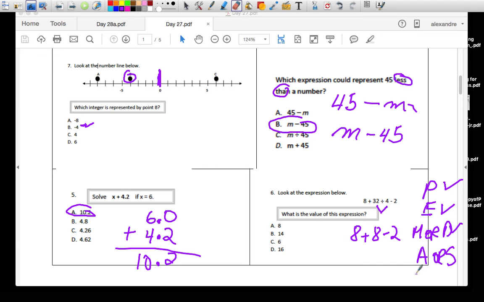Check. All my multiplication and division are done. Adding or subtraction, which one do I have? I have both. Which one comes first? Addition, because it comes first as you read from left to right. 16 minus 2, 14. Correct answer, B.